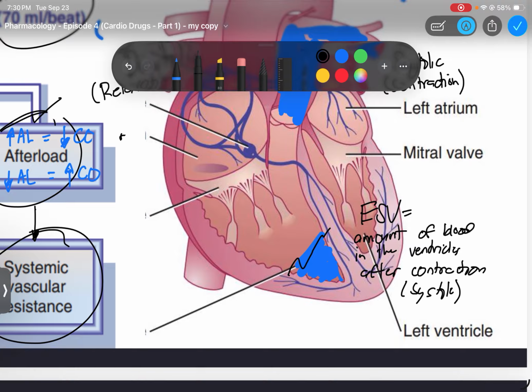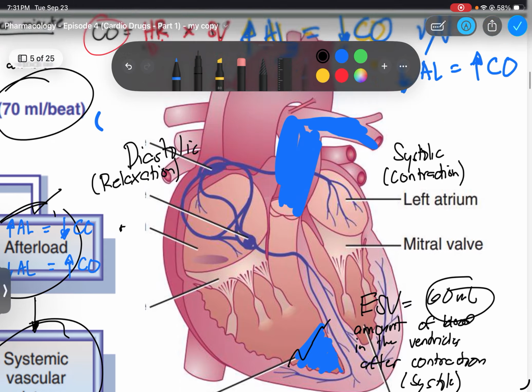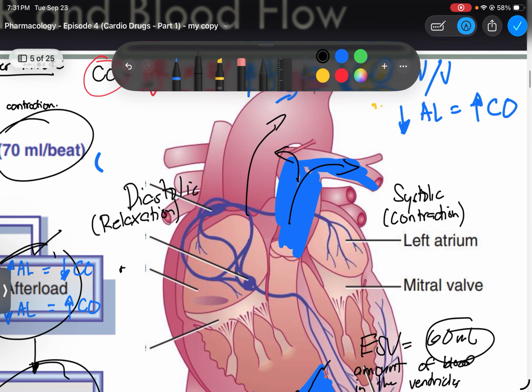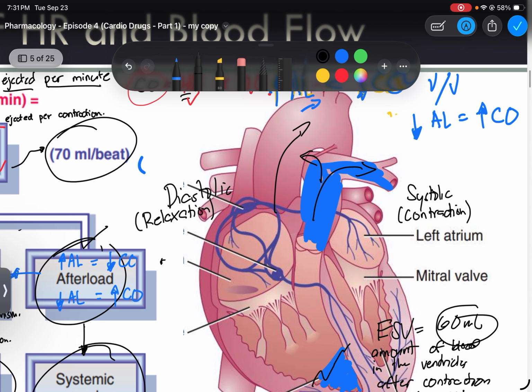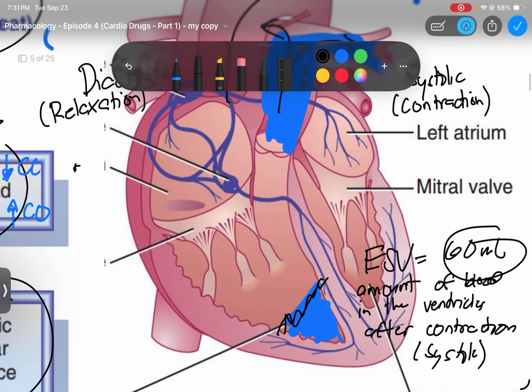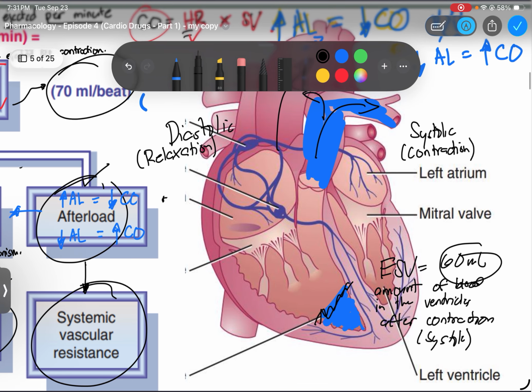So this is the amount. Typically, the ESV is around 60 ml. Most of the blood has already entered the great vessels, either the pulmonary artery or the aorta, depending. However, there is always a few mLs that will remain in the heart. So that is our ESV.